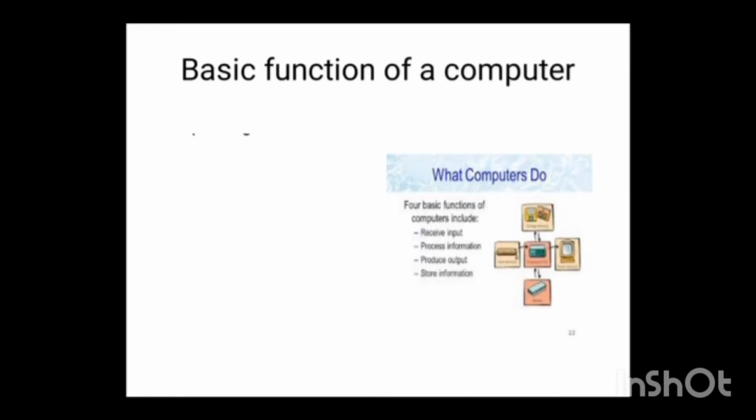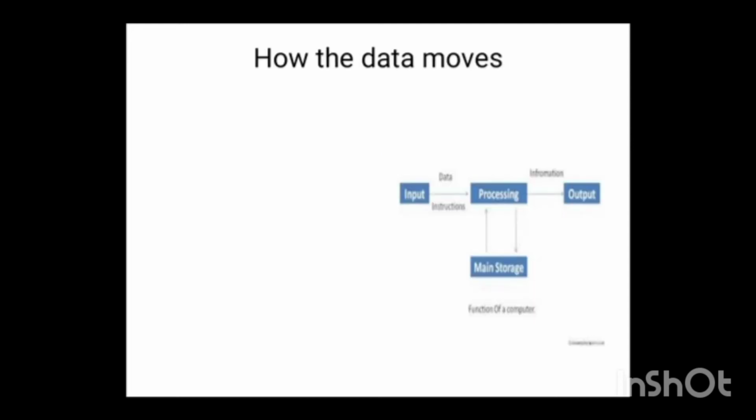Same way, the computer works in three processes. The basic function of a computer can also be categorized into three sections, that is inputting, processing and outputting, isn't it? Inputting, processing and outputting. Okay. Now let us discuss how the data moves.